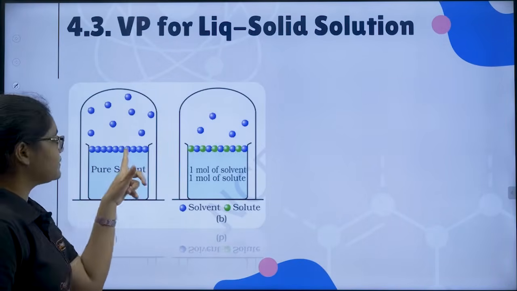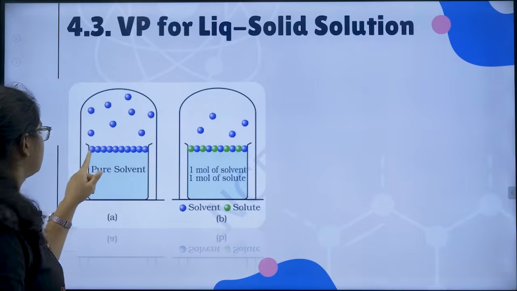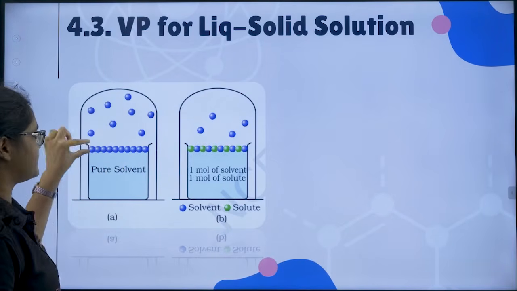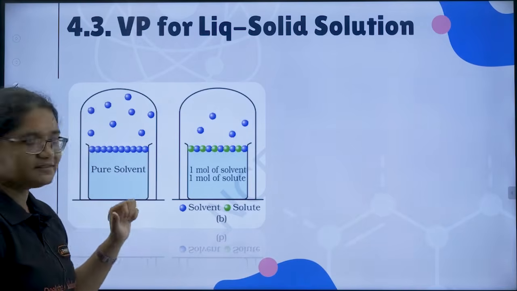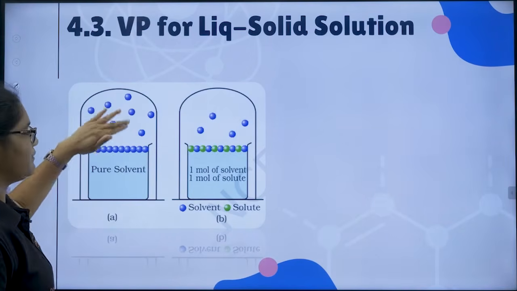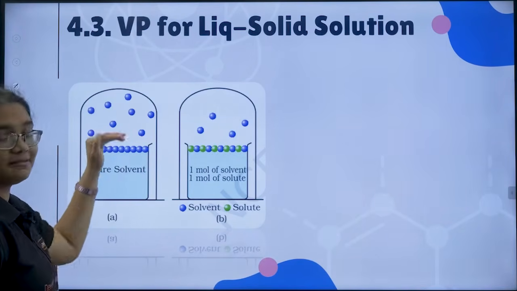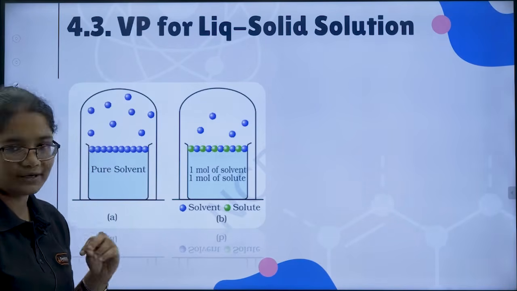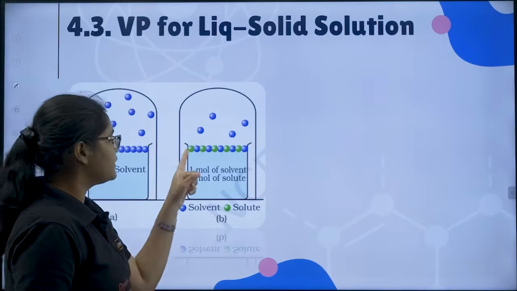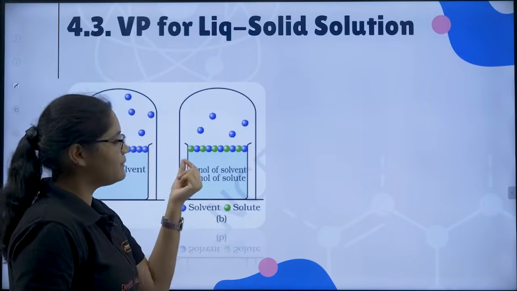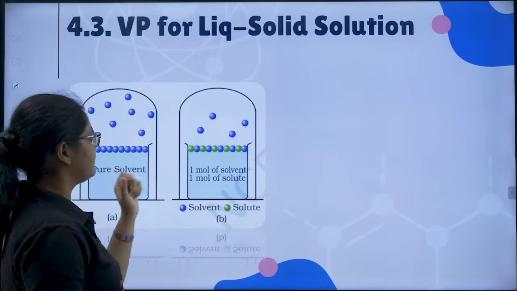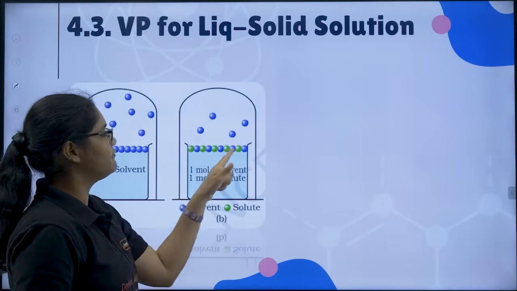See, if there is a pure solvent, you can see 1, 2, 3, 4, 5, 6, 7, 8, 9, 10 particles are there on the surface, and these 10 particles can evaporate. Now if I add a solid solute which is non-volatile, then what will happen? The surface will be occupied by solid particles also. Earlier 10 were there, now we have 5 green and 5 blue.